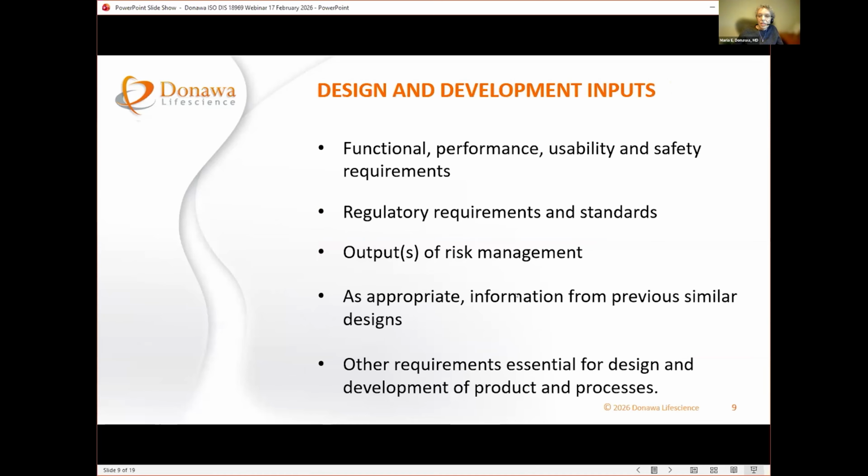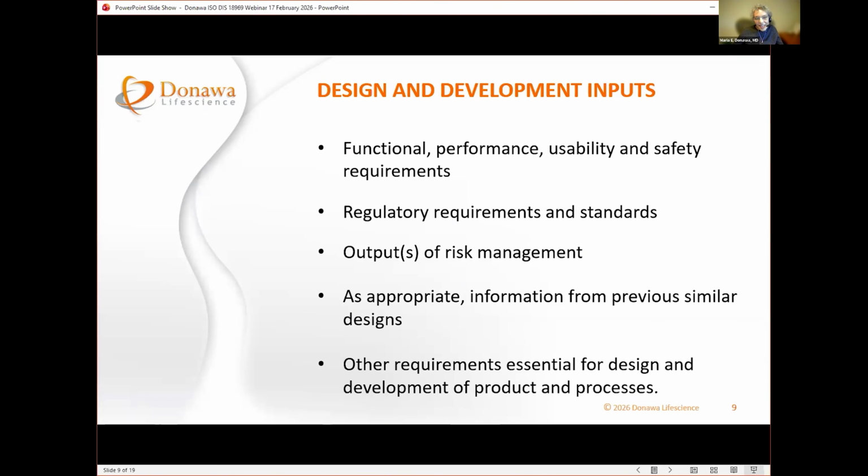Now, design and development inputs, inputs being another word for requirements. This is another critical stage in design and development. This is where, to be effective, you are considering all of the various elements that are involved in the design and development process. So clearly, you're going to have to cover these areas. So functional, performance, usability, safety requirements, absolutely.